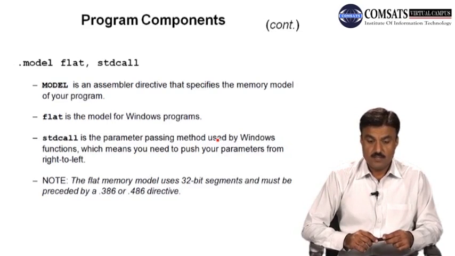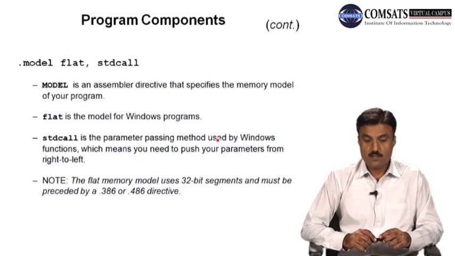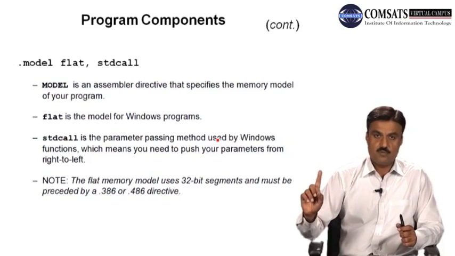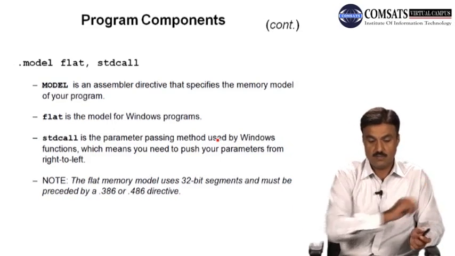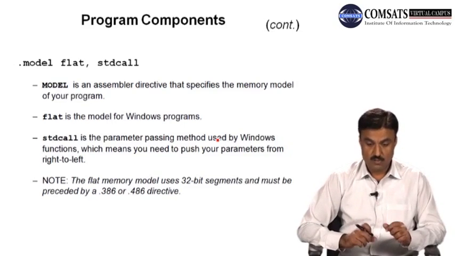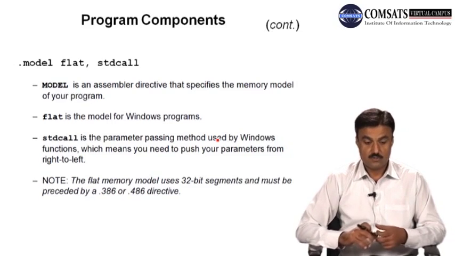So we have .model, which is the directive, and flat is the model for the Windows programs which we use in 32-bit architecture. Stdcall is the parameter passing method used by Windows functions, which means you need to push your parameters from right to left. When we push parameters, they start from the right. The first option will be pushed first, and so on. This is the method when we push all these parameters in our functions or Windows functions.